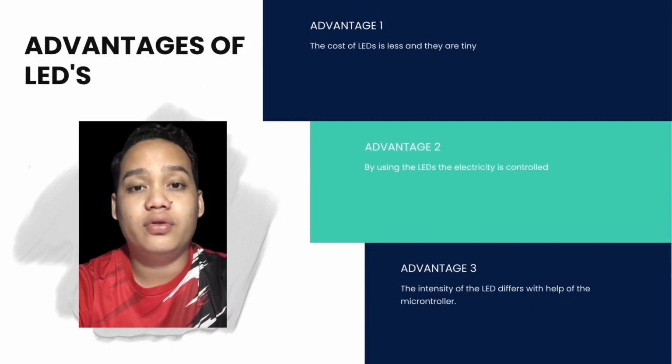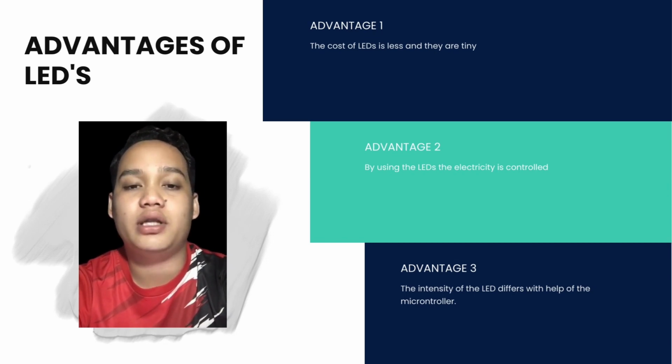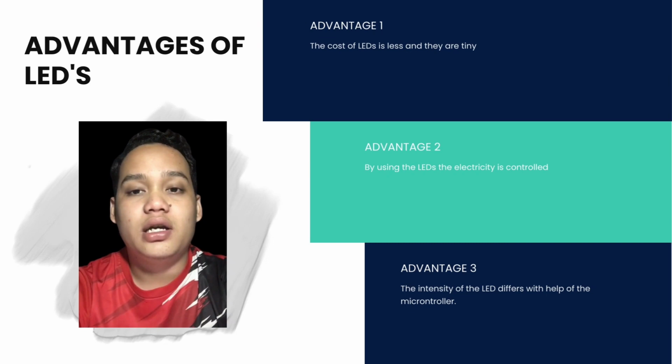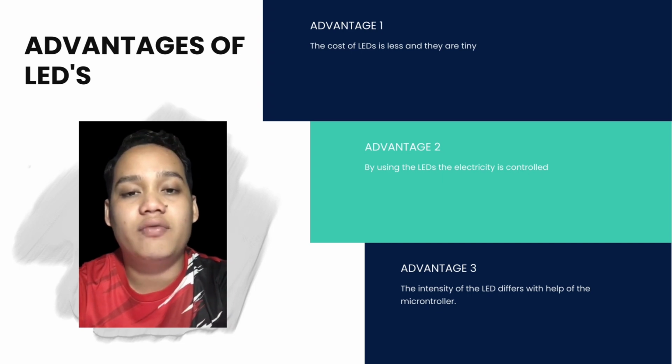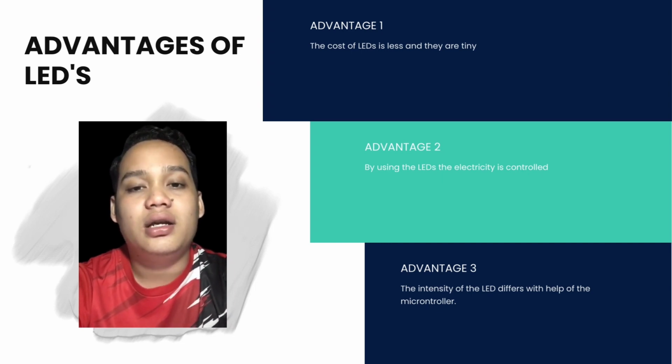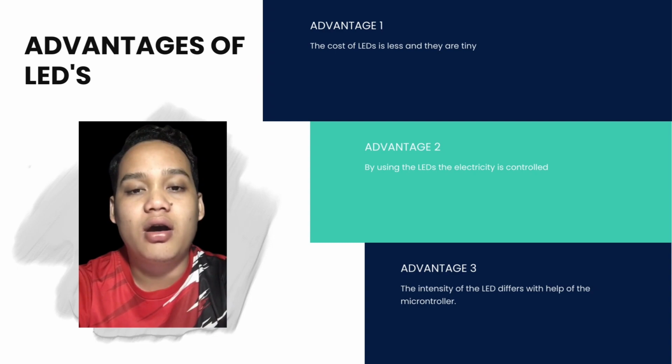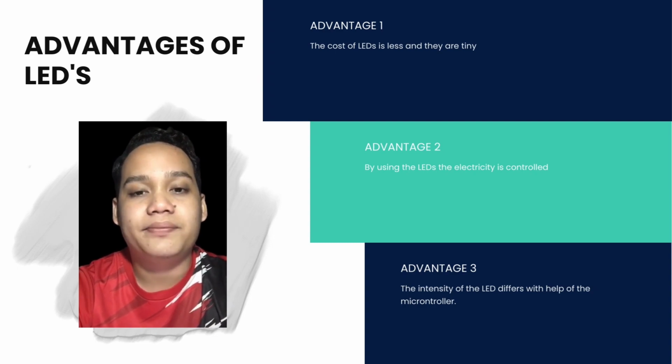Now, let's move to the next part, where I will tell you about the advantages of light-emitting diodes. First, the cost of light-emitting diodes is less and they are tiny. The second advantage is that by using LED, the electricity is controlled. The last advantage is that the intensity of light-emitting diodes can differ with the help of the semiconductor of the microcontroller.